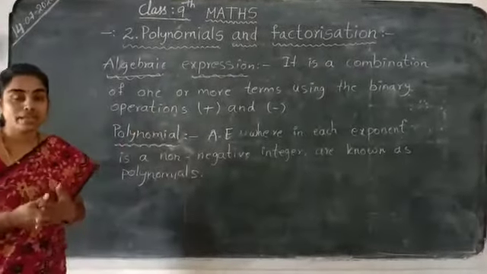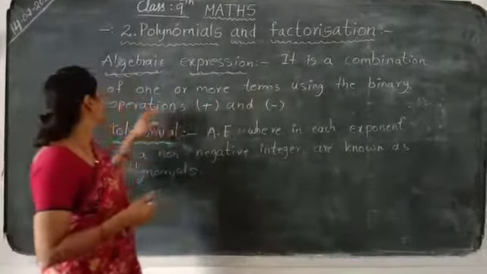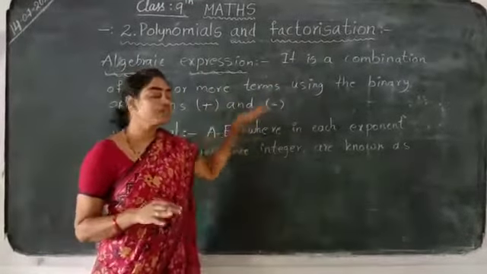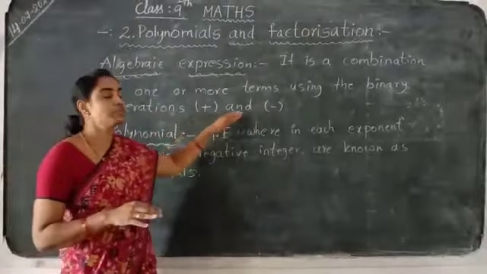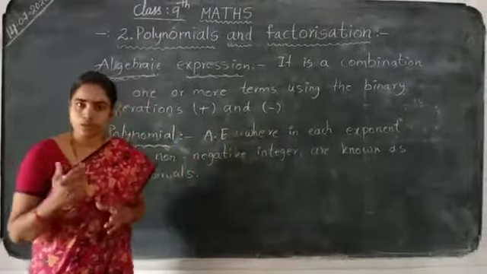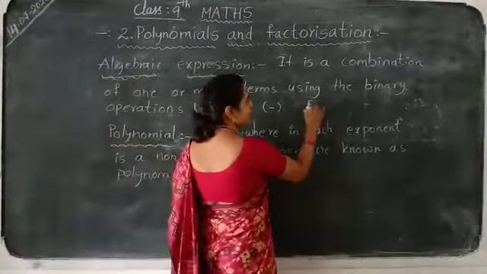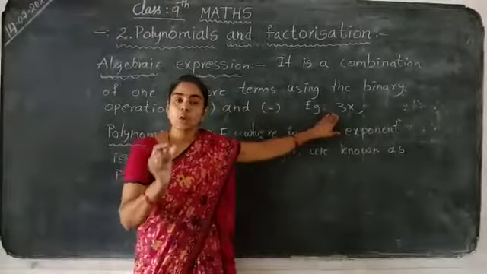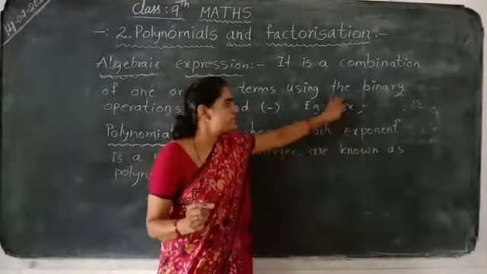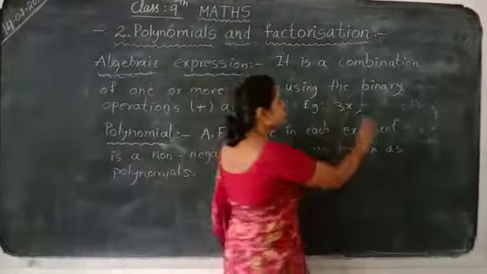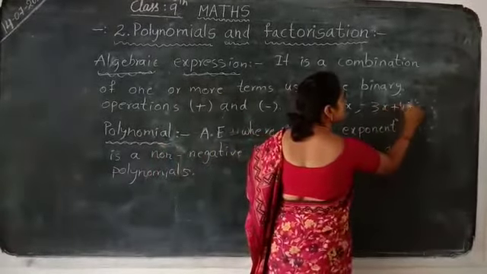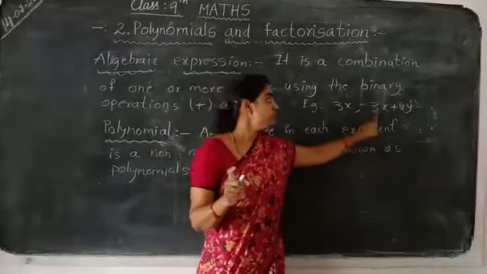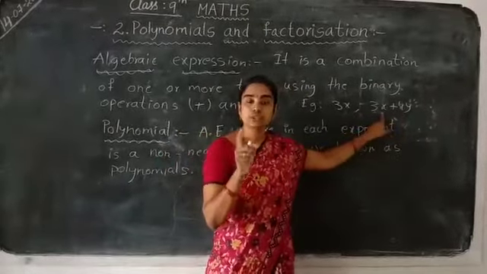What is an algebraic expression? It is a combination of one or more terms using the binary operations plus and minus. Let us see some examples. 3x is an algebraic expression. It is a single term. And 3x plus 4y is also an algebraic expression. It is a combination of two terms.